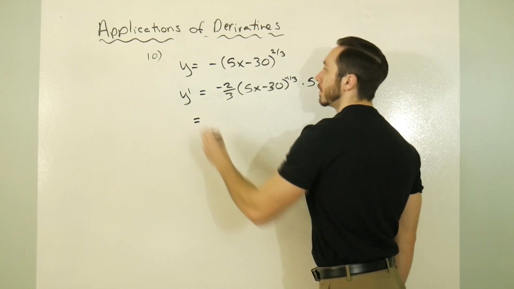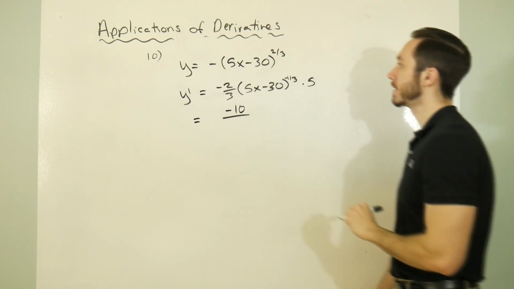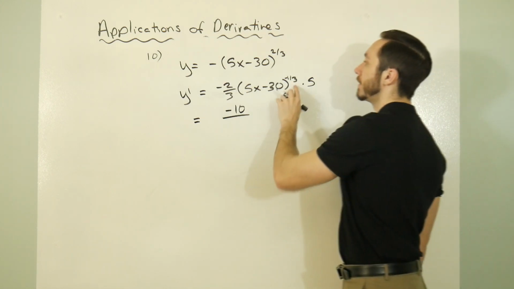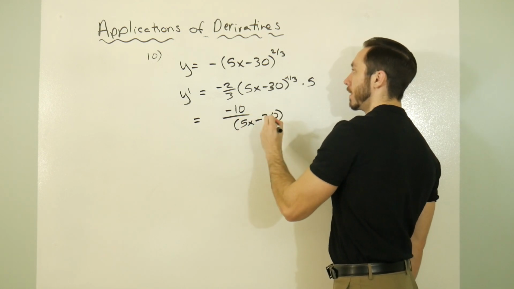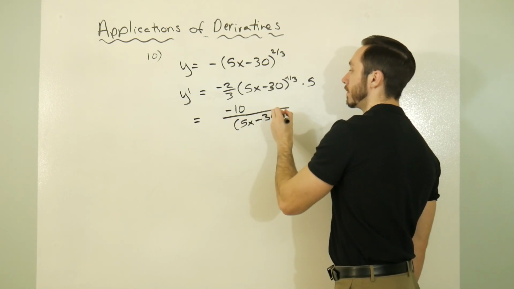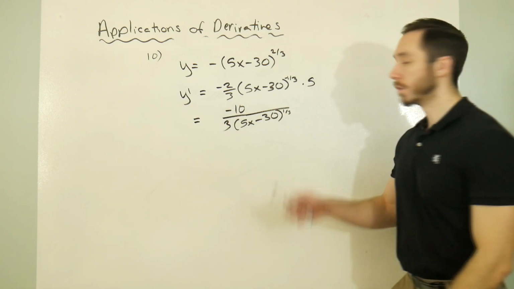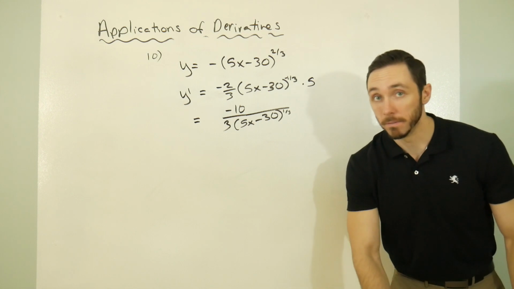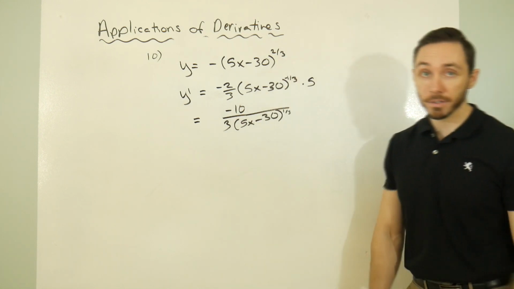So, cleaning this up, we get a negative 10 up top, right? 2 times 5 is 10. And then down below we have a negative exponent, so we're going to bring this expression down there. And it's the cube root of it, so bear that in mind. And then we can't forget this 3. So when is this thing ever 0? Never, because our numerator is 10.